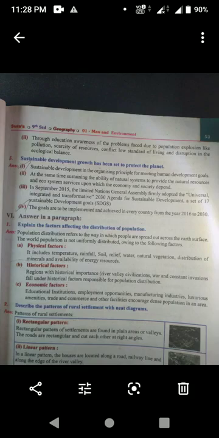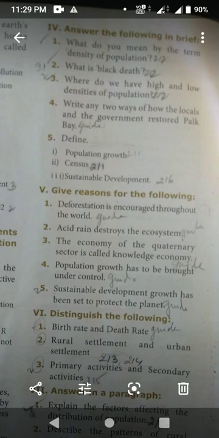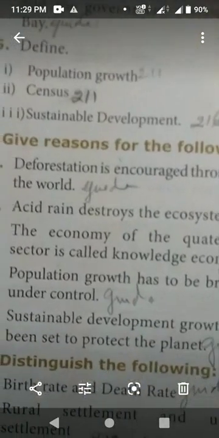Question number 5. Fifth question: define population growth, define census, define sustainable development. So, define population growth, that is page number 211. Under the heading population growth, fourth para, you find out that population growth refers to an increase in the number of people who reside in a particular area during a particular period.